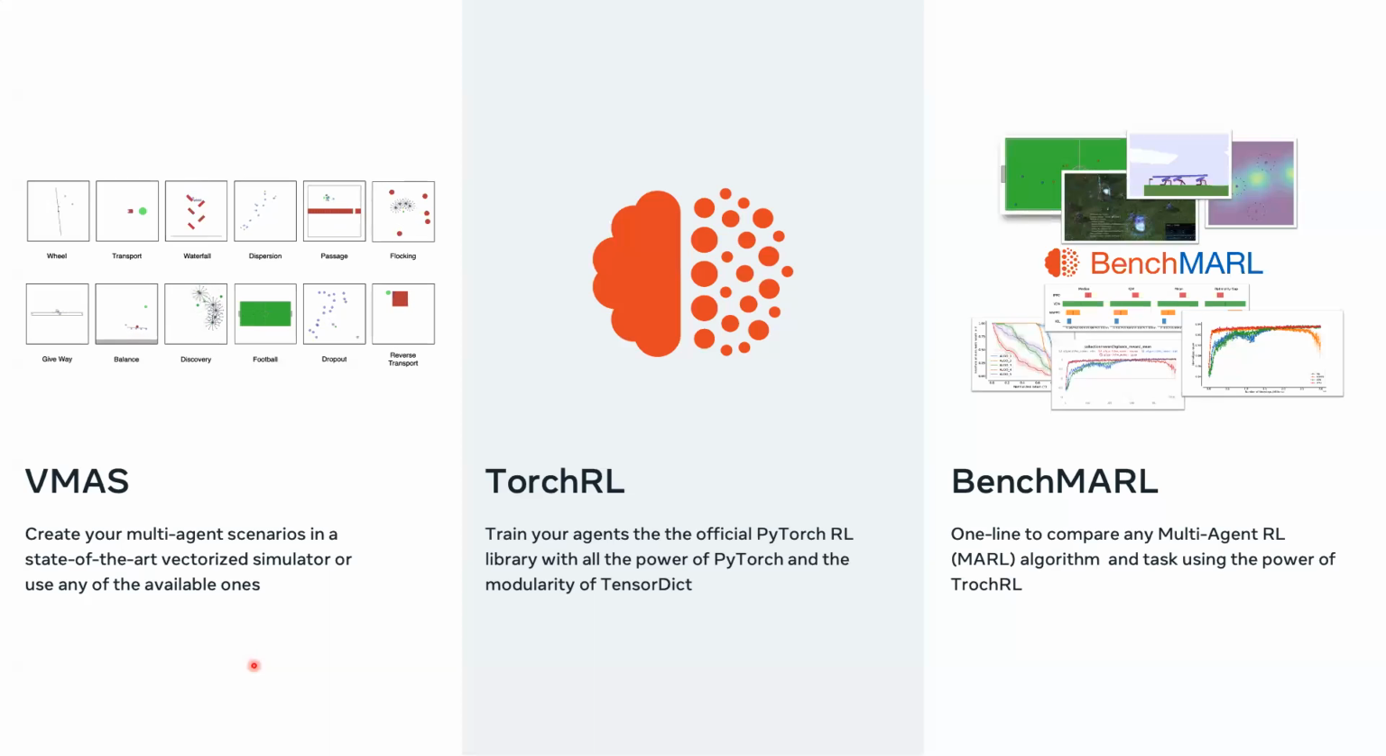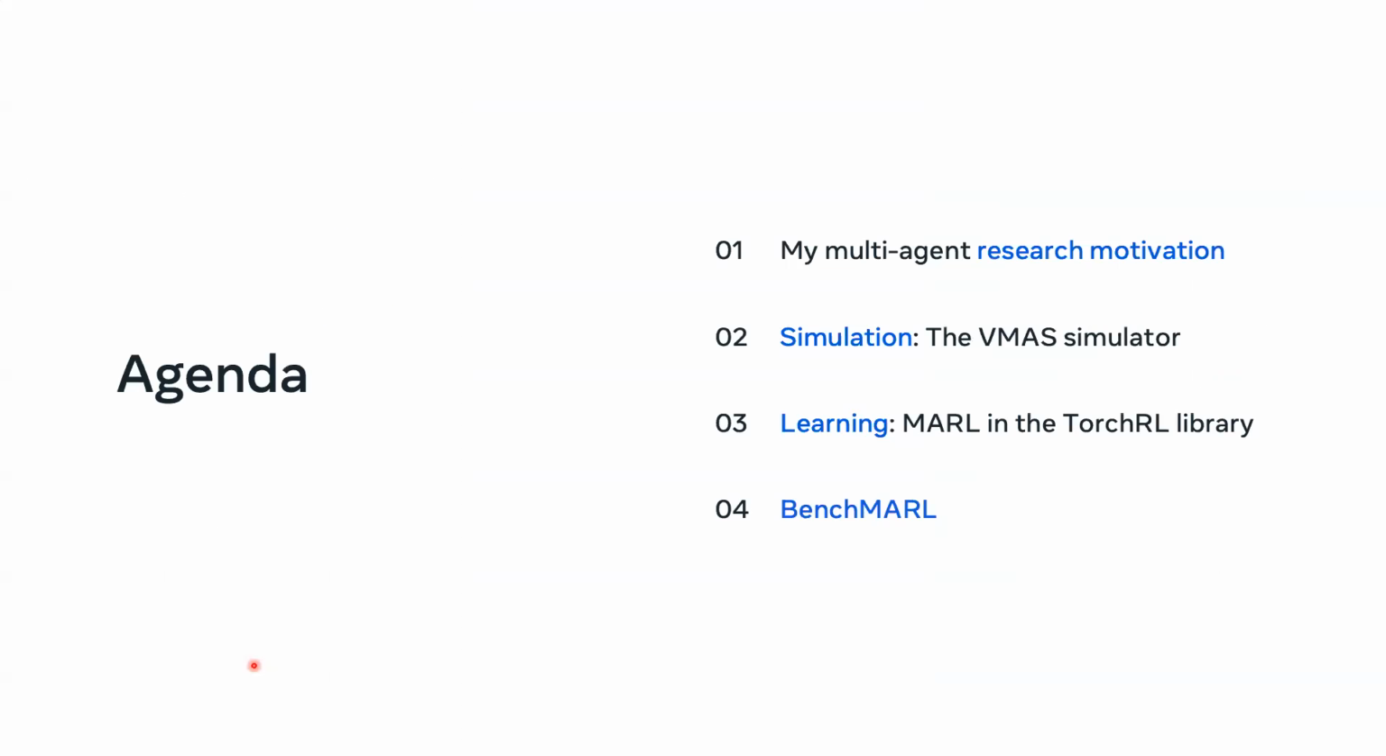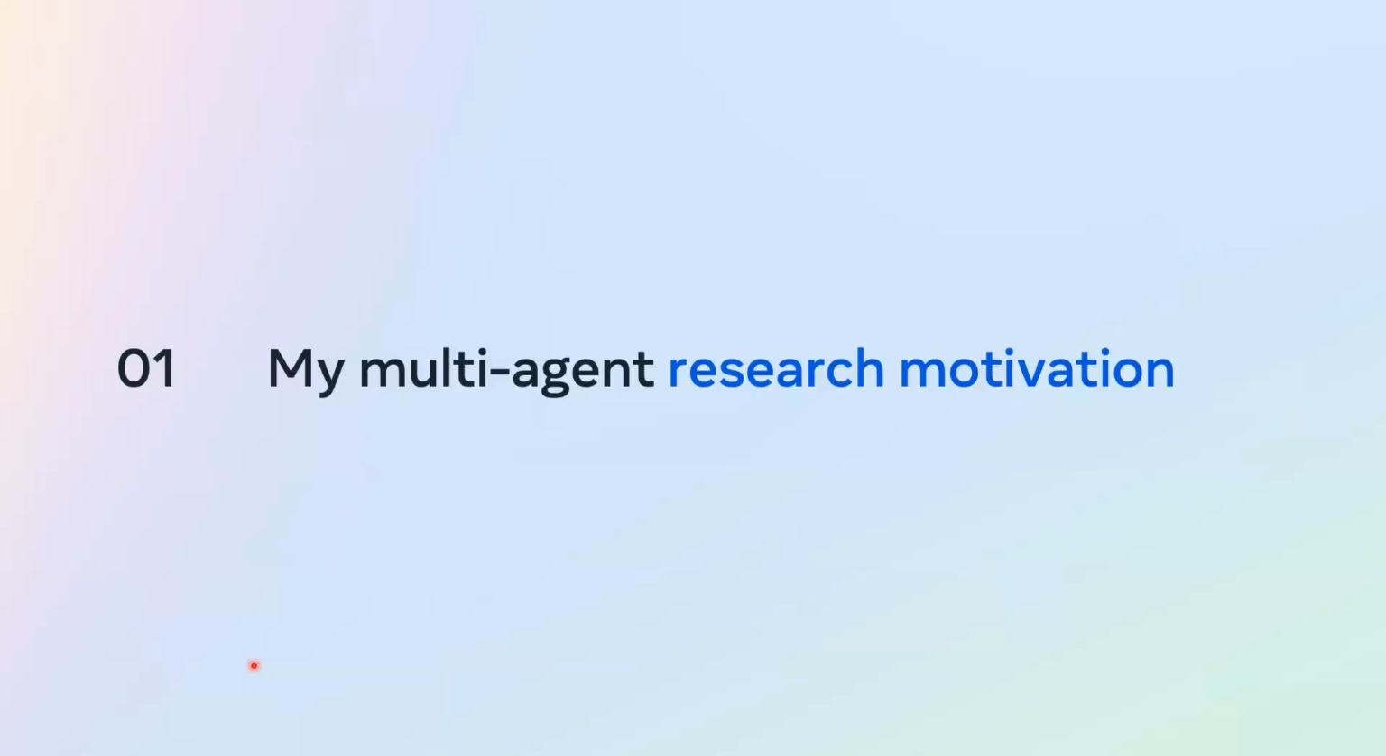easily perform training. So here is a little bit of the agenda of like 4 main sections that we're going to see today. First, I'm just going to give a very brief overview of what was our interest, research interest in multi-agent reinforcement learning. Then I'm going to talk about simulation and learning. For simulation, we're going to see the example of the VMAS simulator, and then for learning, we're going to dive into TorchRL. And then I'm going to give a brief look at BenchMARL and the feature that it has. So for the motivation part.